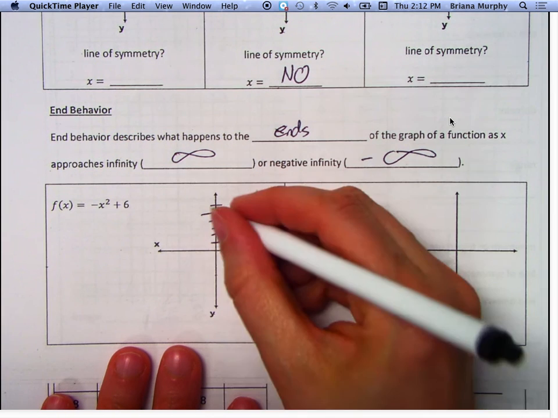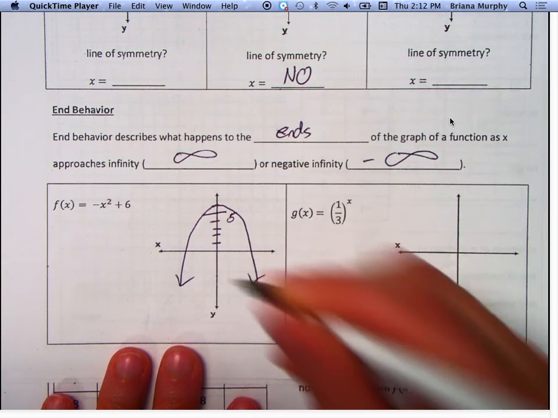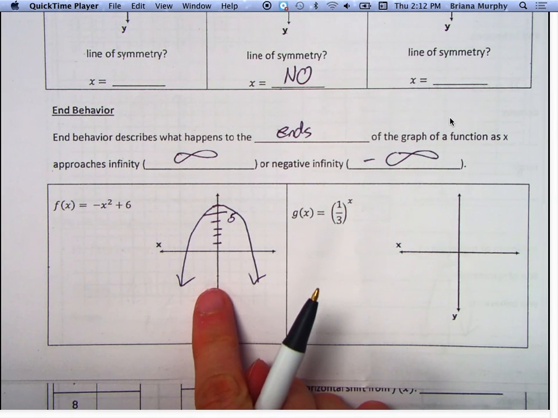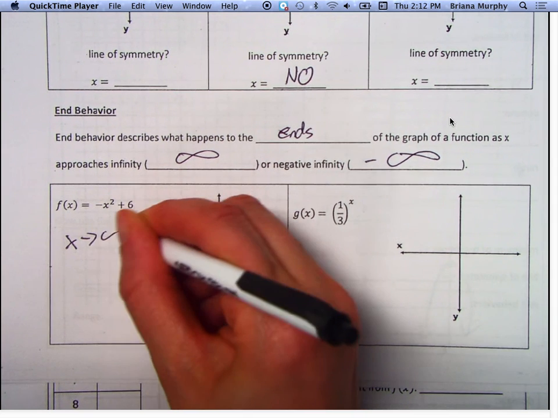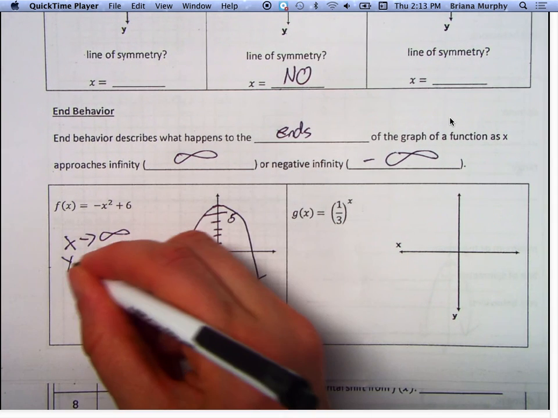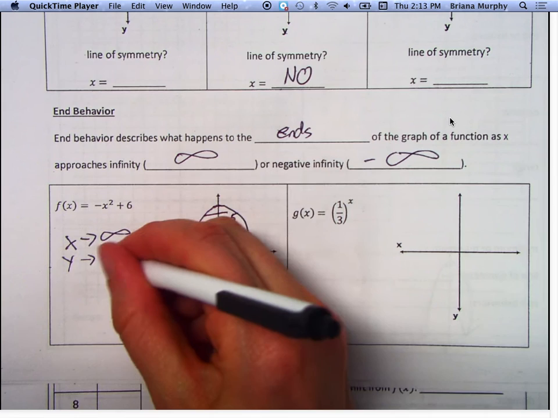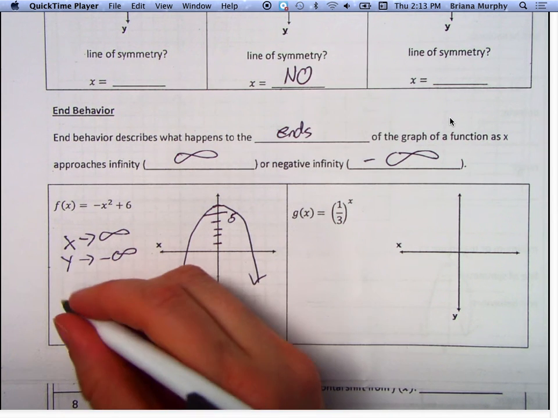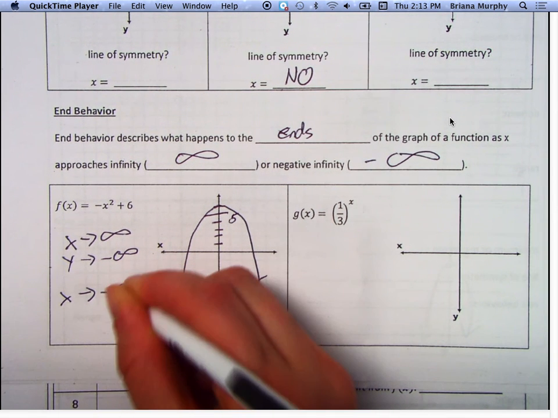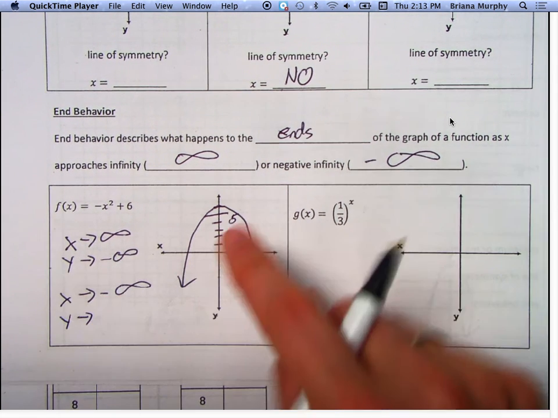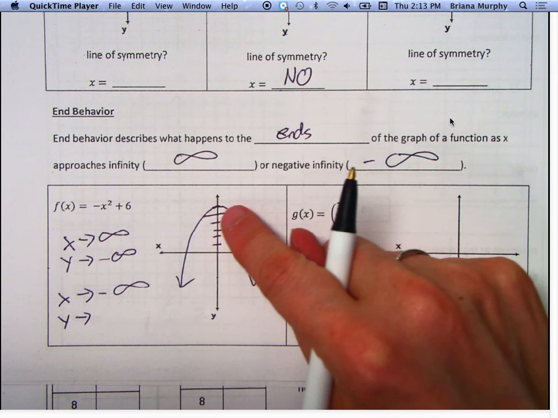It's negative x squared, so that means it goes like this. Okay, so let's talk about end behavior. As x goes towards positive infinity, what does y do? Goes negative. Yes. So let's talk about as x approaches negative infinity, what does y do? So this is negative infinity.